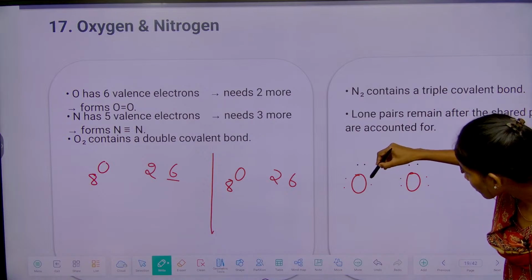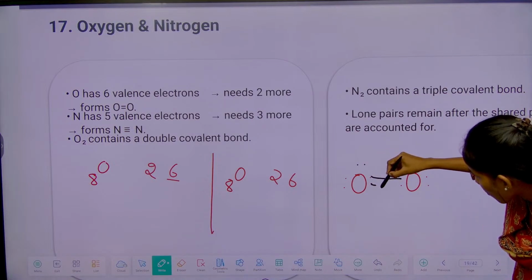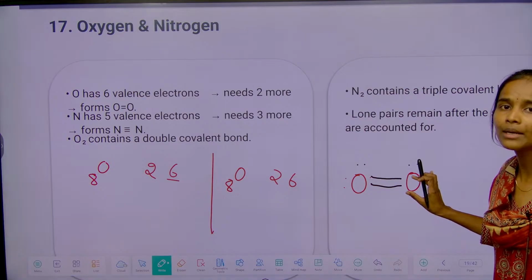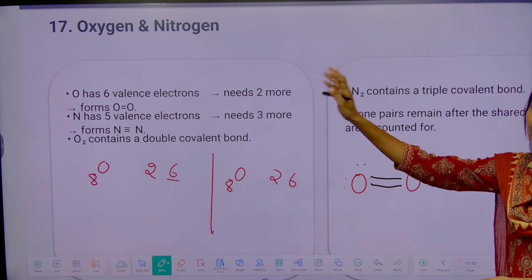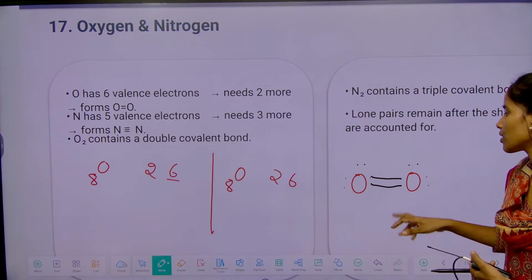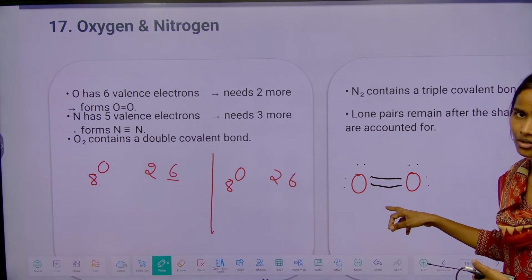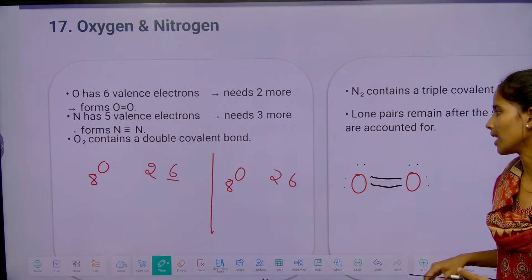So what is happening? These 4 electrons will form a bond like this. 2 covalent bonds are formed here, right? In the oxygen molecule, how many bonds are there? 2 covalent bonds are there, because of 4 shared electrons, or 2 pairs of shared electrons.